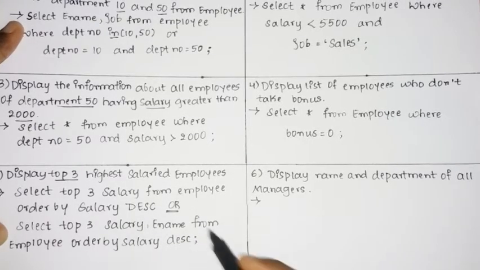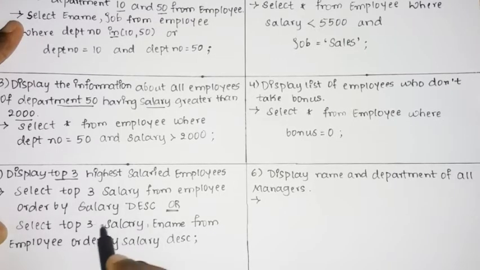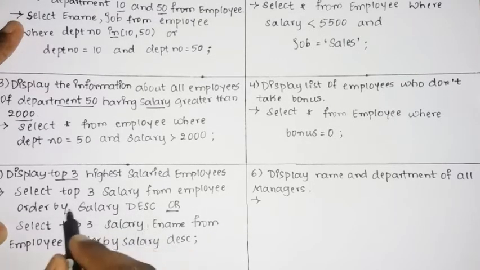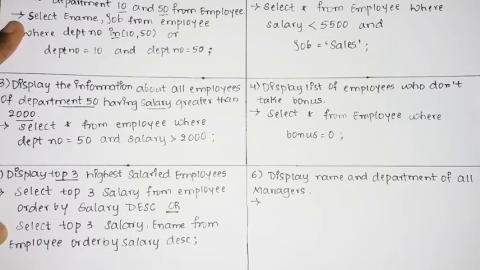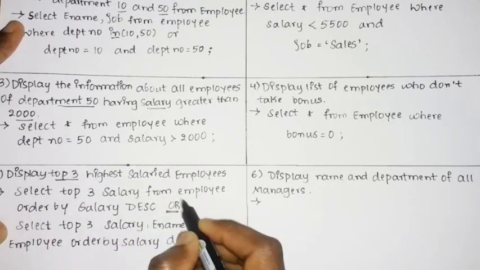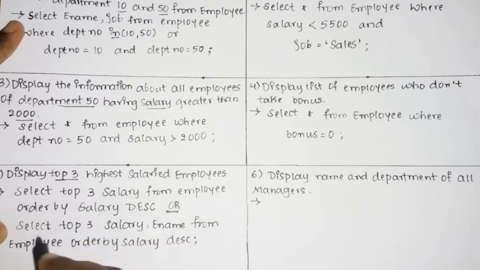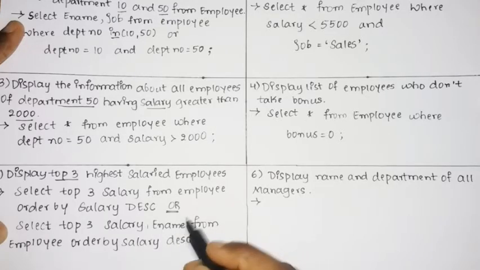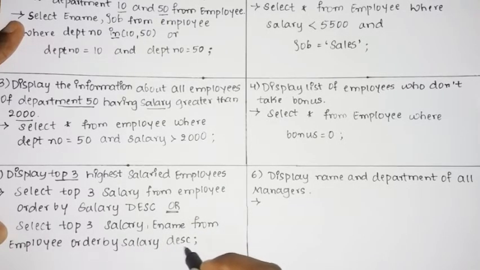It is not necessary to write in capital letters, you can write in small letters also. After order by you need to give a space. So this is the query: if you want to display only the top 3 salary of the employee, you use the first query, and this one will display the salary as well as the employee name from the employee. So you're going to order by salary descending.